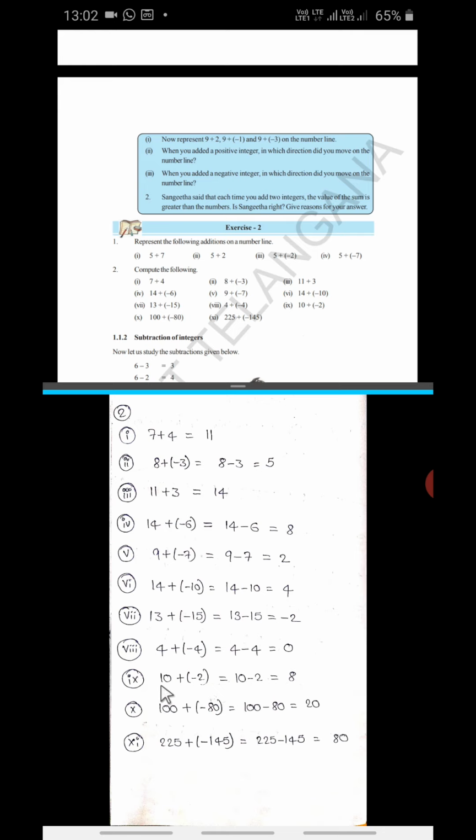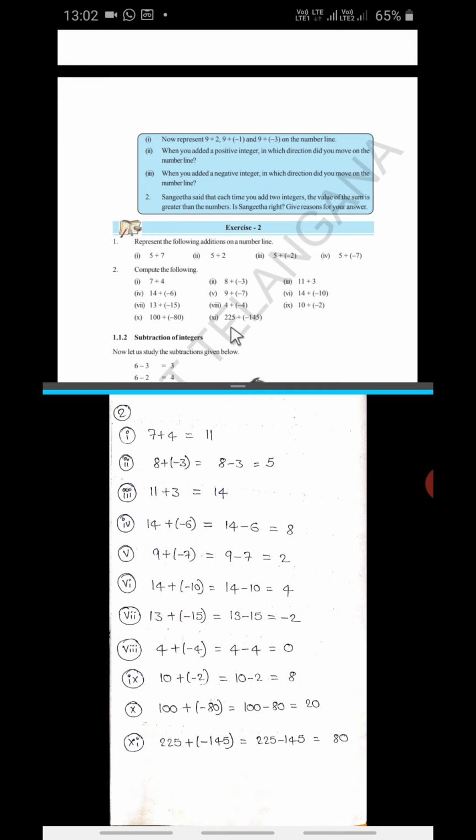10 plus of minus 2. 10 plus of minus 2 means 10 minus 2. That equal to 8. Is it clear? Next question. 100 plus of minus 80. 100 plus of minus 80 means 100 minus 80. Here plus into minus we kept. 100 minus 80 equal to 20.